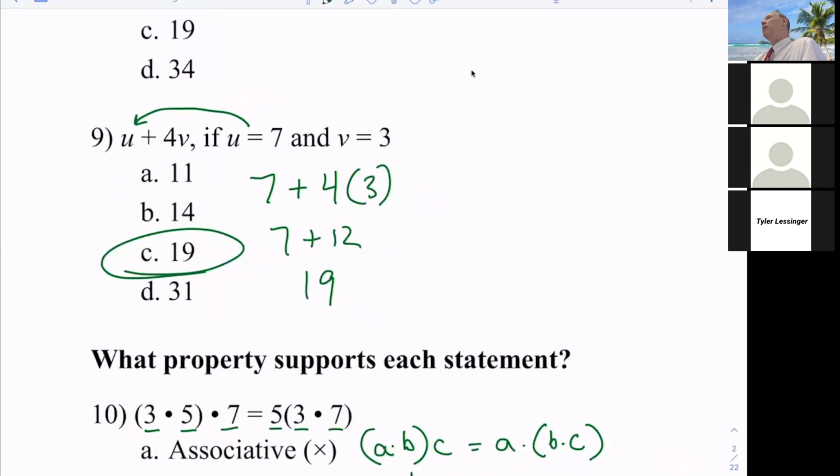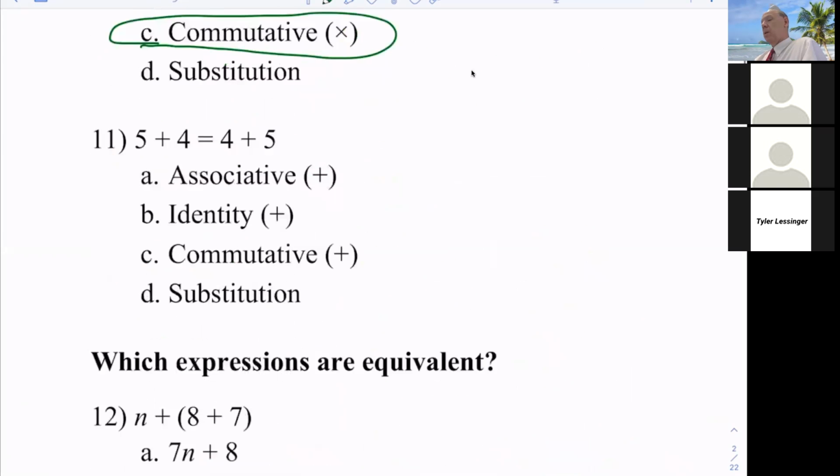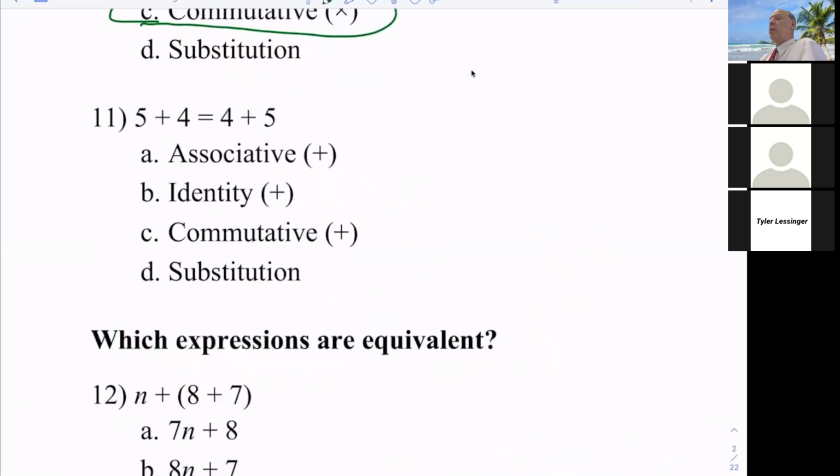KK, you still with me? All right, here we go. So now number 11 is called what? 5 plus 4, 4 plus 5. Yes, commutative again. All right, again, it's commutative because the order is different.